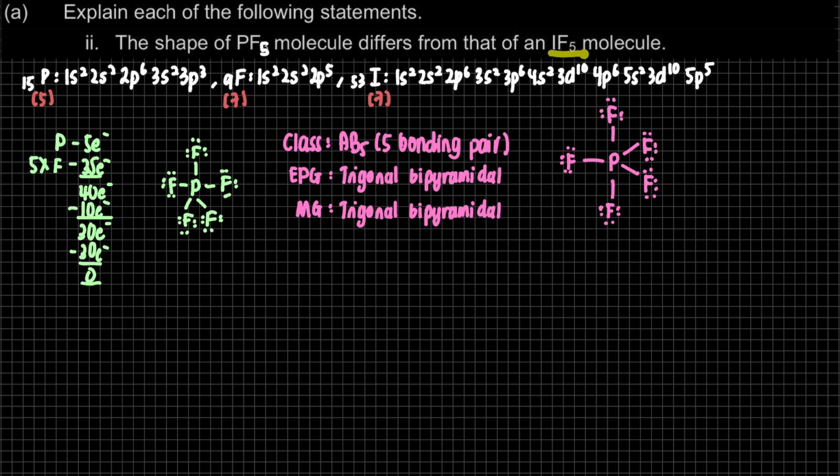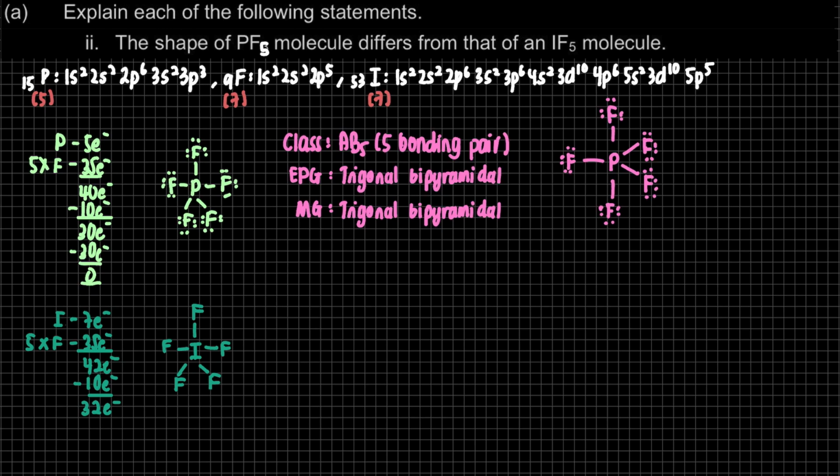Next, we have to do the IF5. So again, for the calculation, I has 7 valence electrons. Okay, and then fluorine also has 7, but we have 5 fluorine, so it means that we have 35. So the total electron is 42. So which one is the center? The center is the least number of atom in the molecule. So I is our center, bonded to 5 fluorine. And then minus 10 electrons. Remember that each bond has 2 electrons. So we are left with 32.